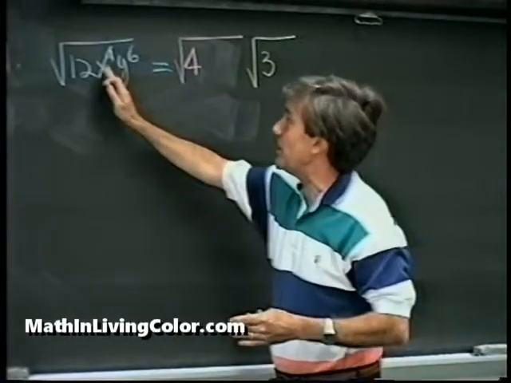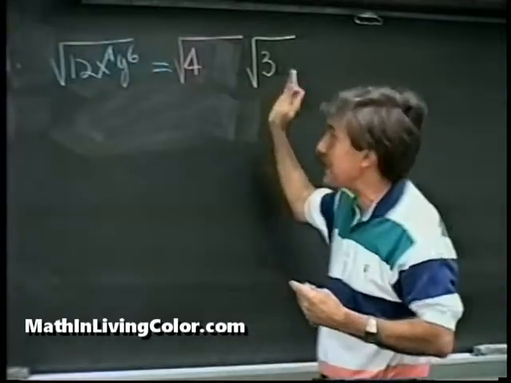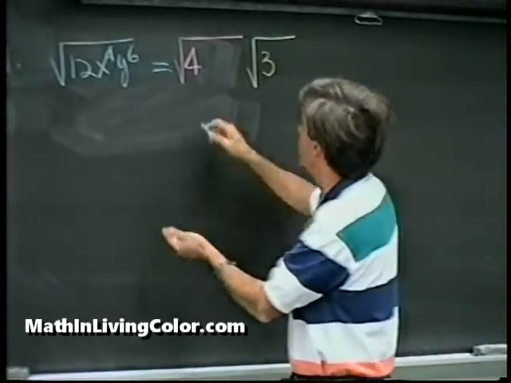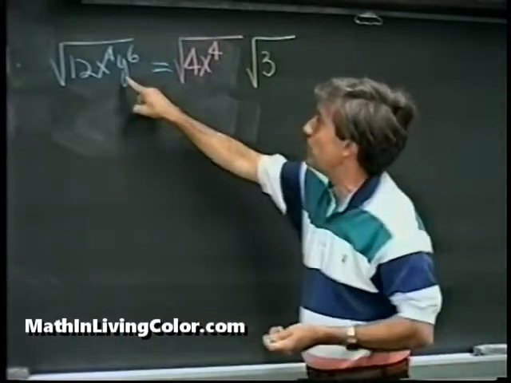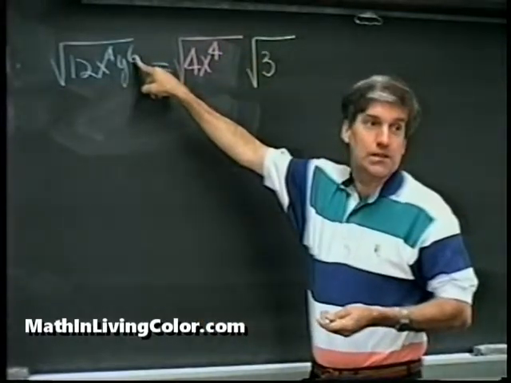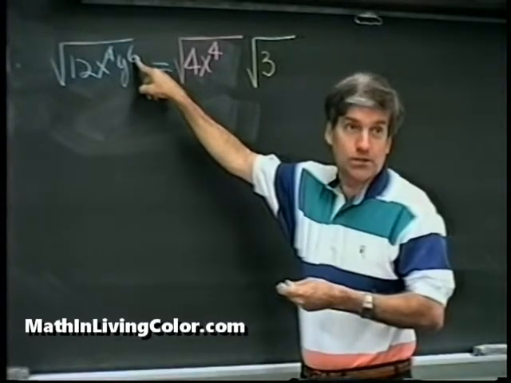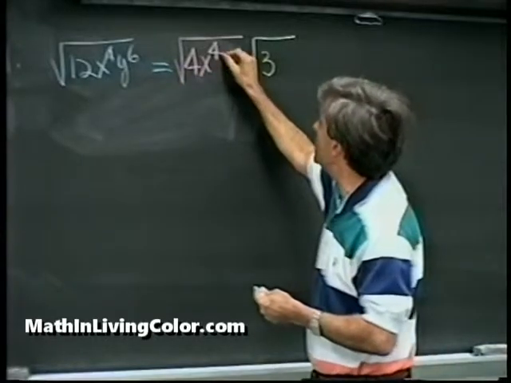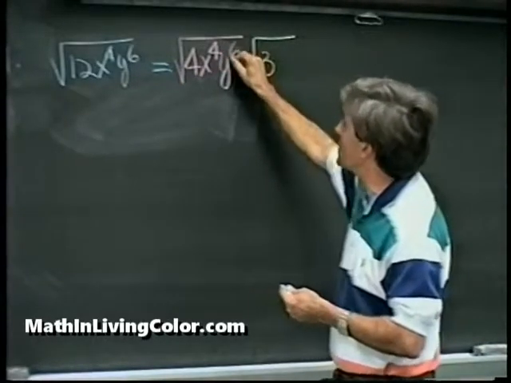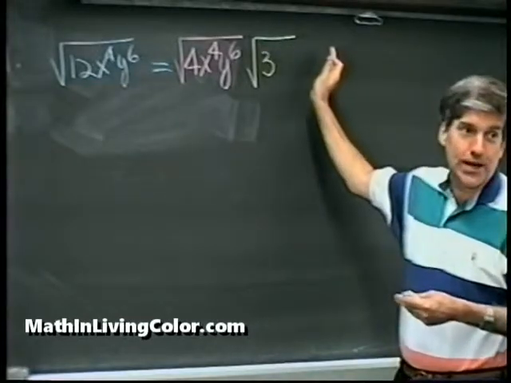Don't get carried away and do the square root of x to the 4th. Let's just put down the x to the 4th, because it's a perfect square. And y to the 6th? 6 is divisible by 2. It's an even number, so it's a perfect square. So we just put it down as it is, y to the 6th. And we have no x's and y's left over for the second radical.